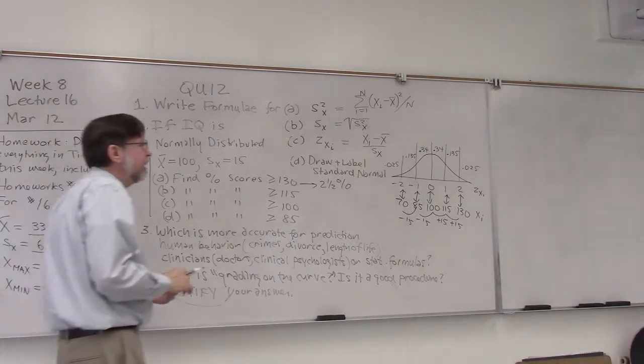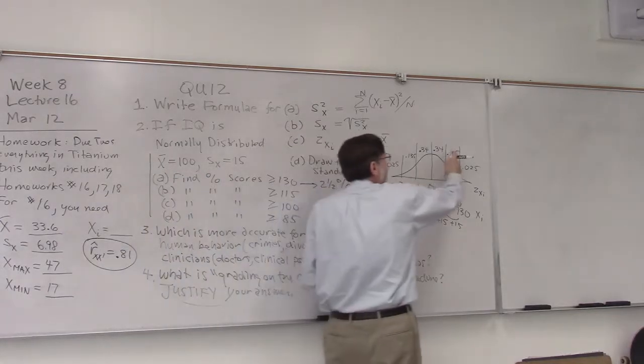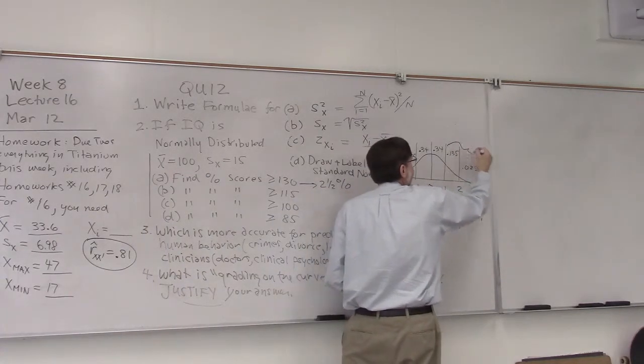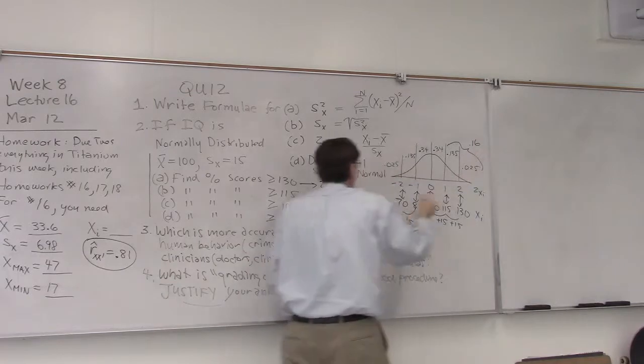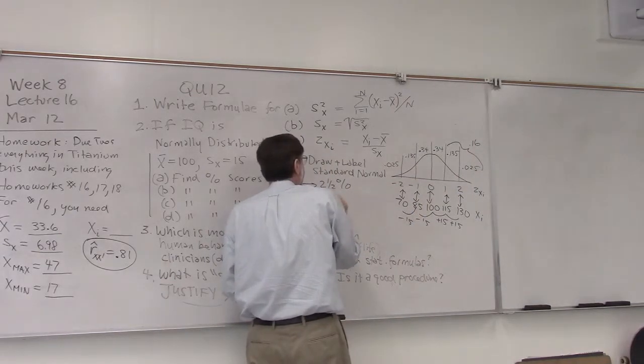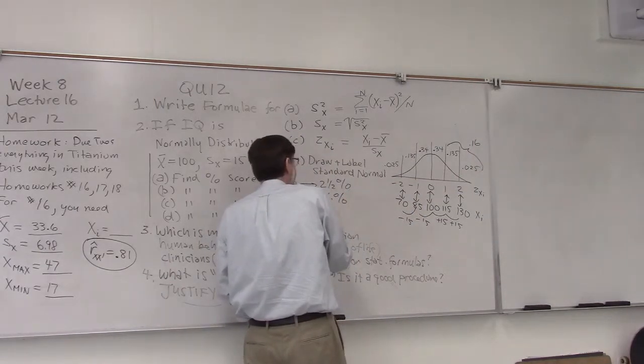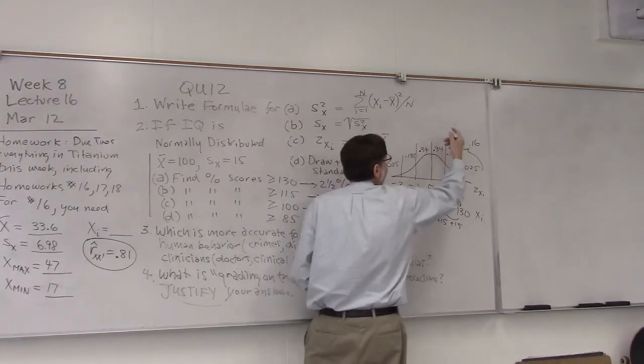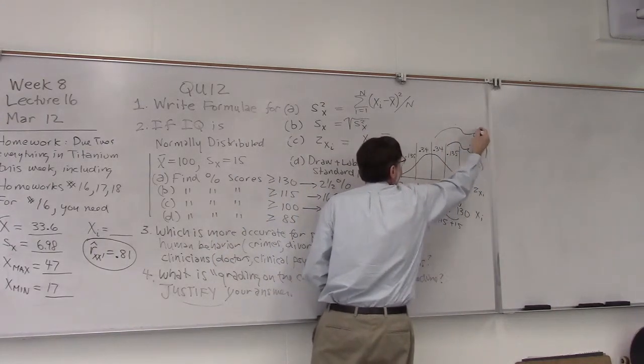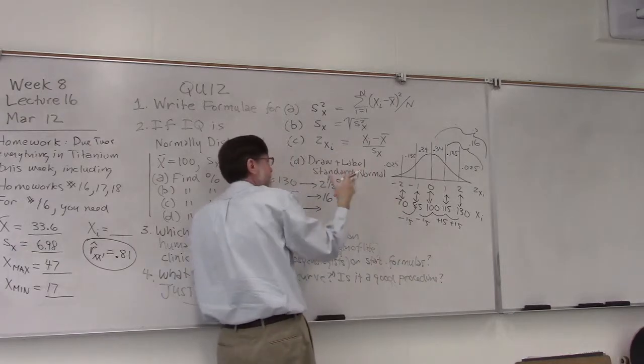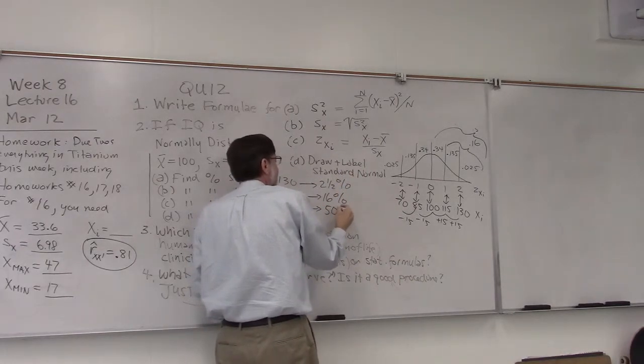Greater than 115 would be 0.135 plus 0.025, that adds up to 0.16, so 16%. Above 100, that's everything on one side, so that's 0.5. It's symmetric, so 50% on each side, so 50%.